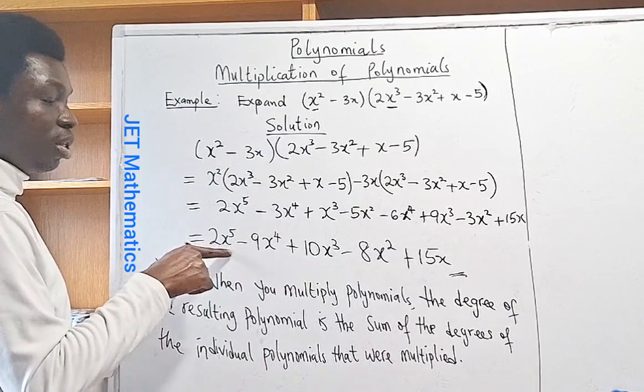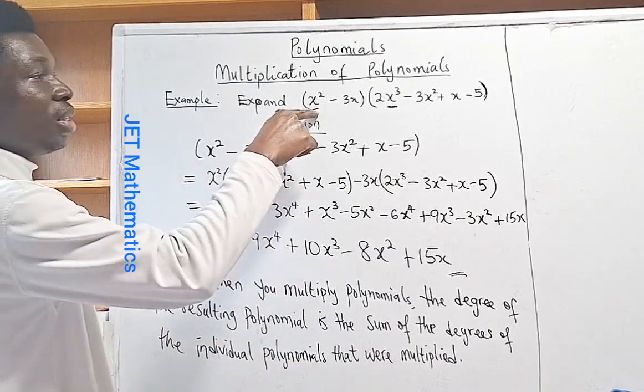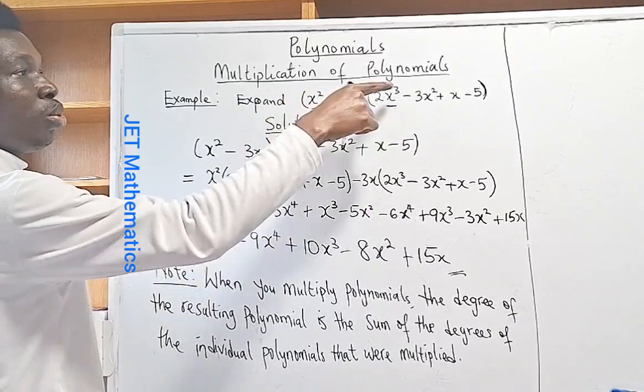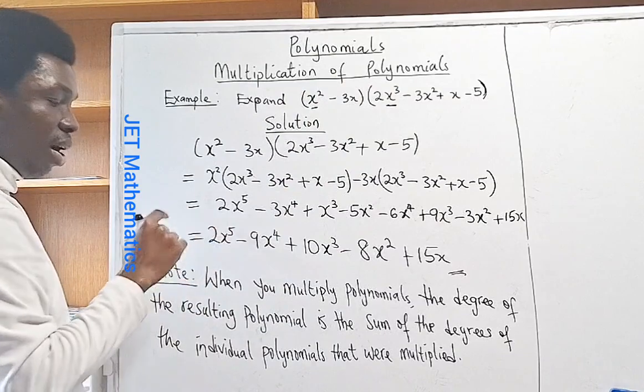Remember, the degree of this resulting polynomial is 5, whereas the degree of the individual polynomials were 3 and 2. When you sum 2 and 3, that gives you 5.